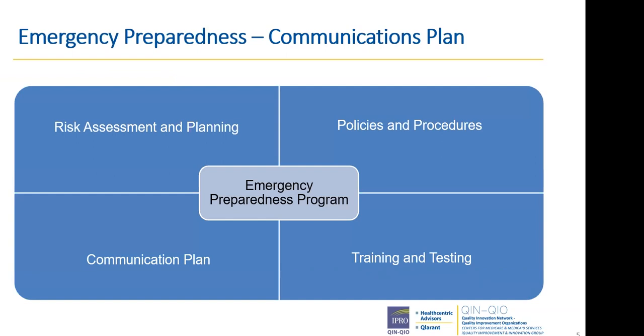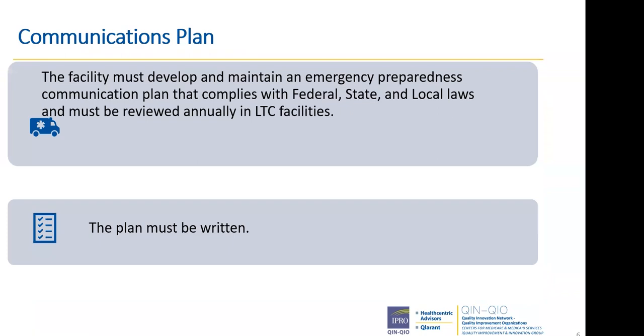Again, the 4 parts of the Emergency Preparedness Plan are risk assessment, policies and procedures, and today's focus, the communication plan and training and testing. The regulation states the facility must develop and maintain an emergency communication plan that must comply with federal, state, and local laws. 2 requirements listed are that they must be written and they must be reviewed annually.